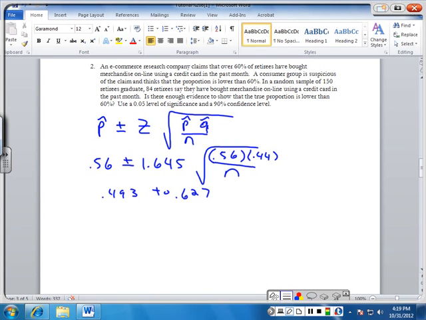So were we testing this hypothesis? Is it lower than 0.6? Well, maybe not, because it could be as high as 0.627. So 0.6 is in the interval, so p could be 0.6. That's the same thing we had with the other two approaches.